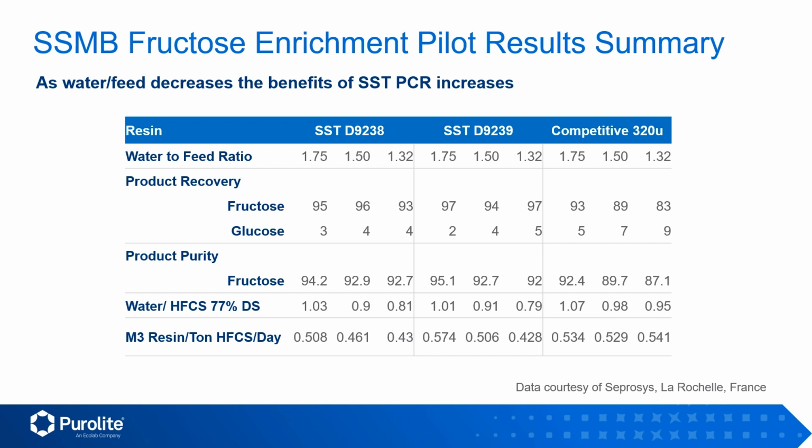The 2 SST-PCR samples showed a fructose recovery of 93 and 97% compared to 83% for the competitive resin, and a fructose purity of 92.7 and 92% compared to 87.1% for the competitive resin. The SST-PCR resins require only 0.43 cubic meters of resin to produce a ton of 55 fructose, while the competitive resin requires 0.54 cubic meters.